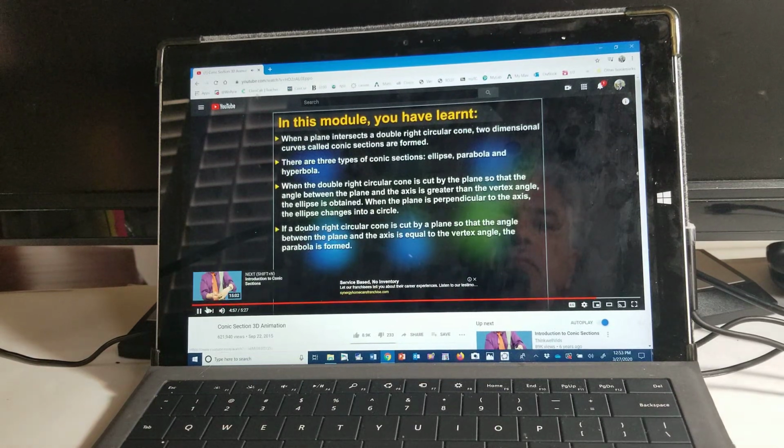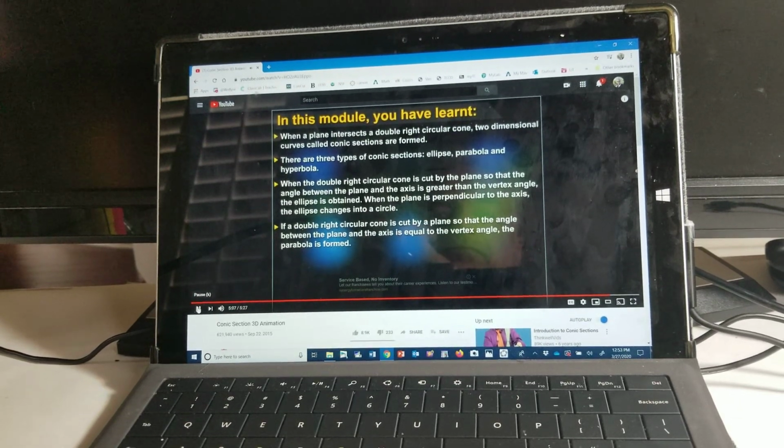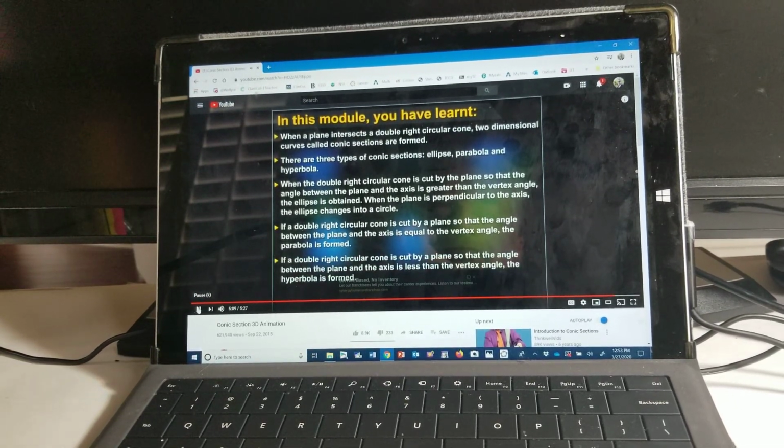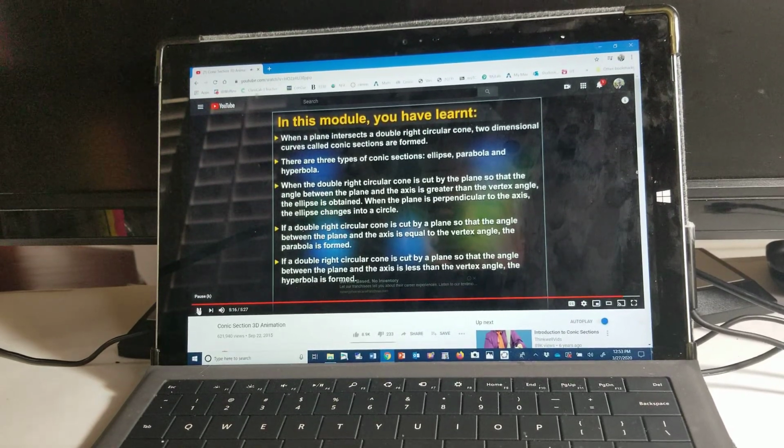If a double right circular cone is cut by a plane so that the angle between the plane and the axis is equal to the vertex angle, the parabola is formed. If it is cut so that the angle between the plane and the axis is less than the vertex angle, the hyperbola is formed. If a plane intersects the double right circular cone at its vertex, the figures formed are called degenerate conics.